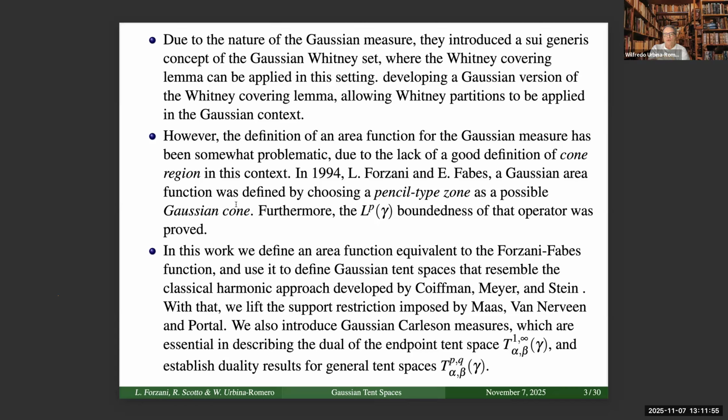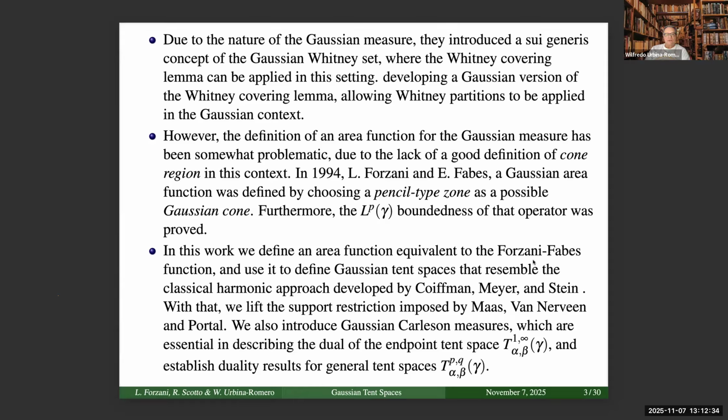So from the evolution of the discussion of this notion, we are able to define now the Gaussian Hardy space following the classical approach by Coifman, Meyer, and Stein. That is to say, using area functions, and we are able to then get rid of the restriction imposed by Mauceri, Meda, Vallarino, and Portal to just stay in what they call the local region, right? So then we have the dual, the BMO space, the duality using Carleson measure, and establish a duality result in general.